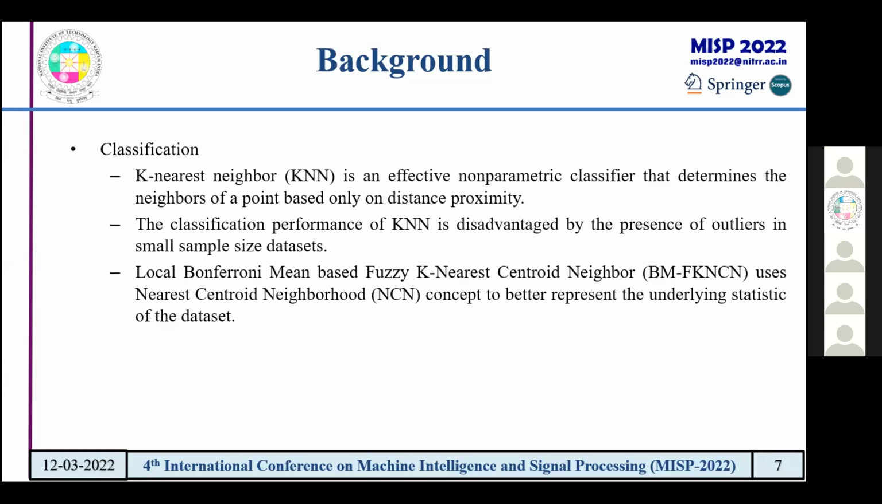Okay. So because of this, I have done Bonferroni mean based fuzzy K nearest centroid neighbor. This is a further version of KNN that I used.